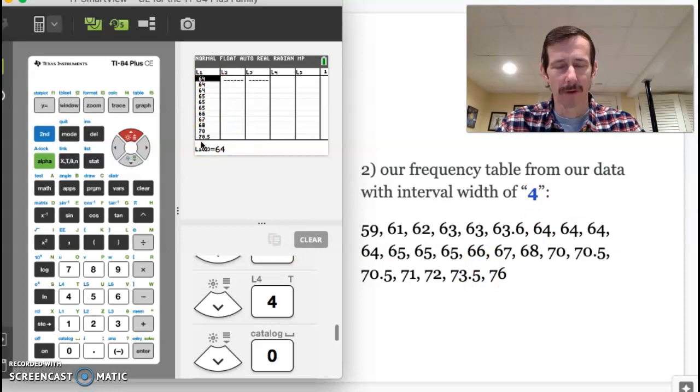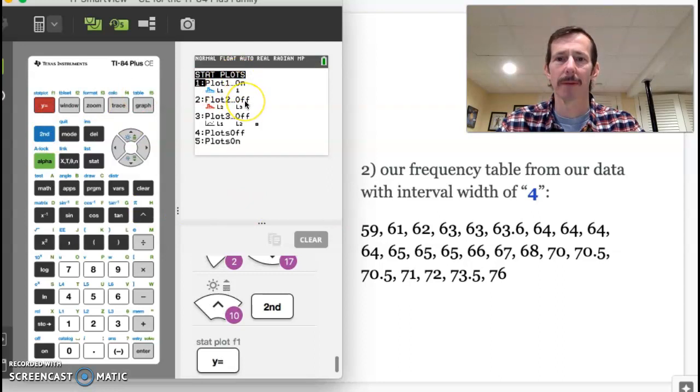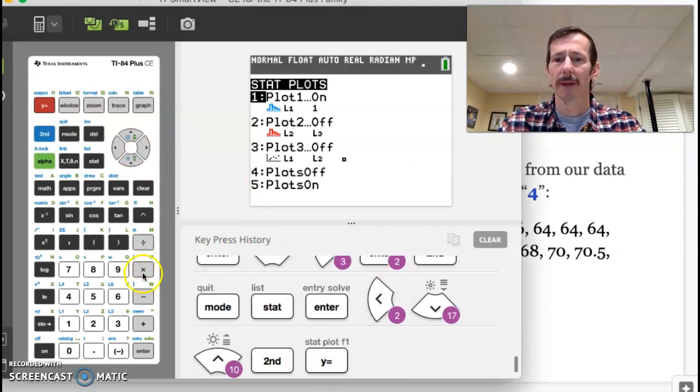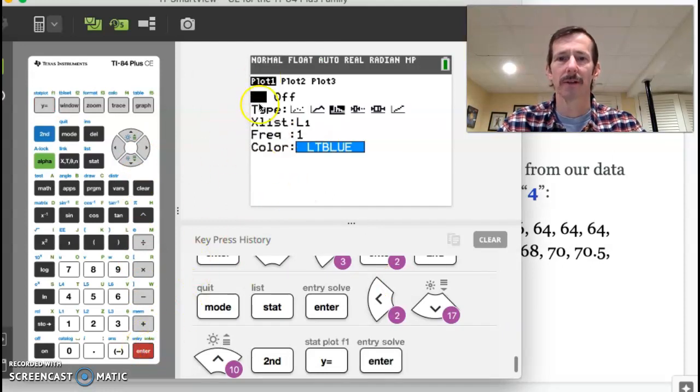Okay, I'm assuming you're on pause and you've got your data in there. So if I want to graph a histogram for this, I would hit the second y equals button, and I'm going to make this a little bit bigger for you again so you can see a little better. You hit enter on the first plot, and you got to turn it on. Mine's already on. Then you got your choice of different graphs. This is the histogram, and my data is in list 1.